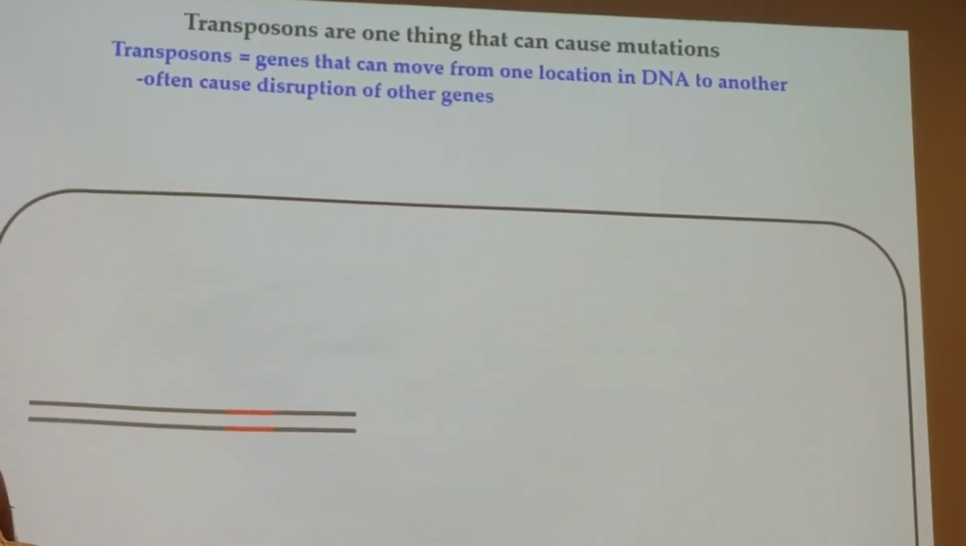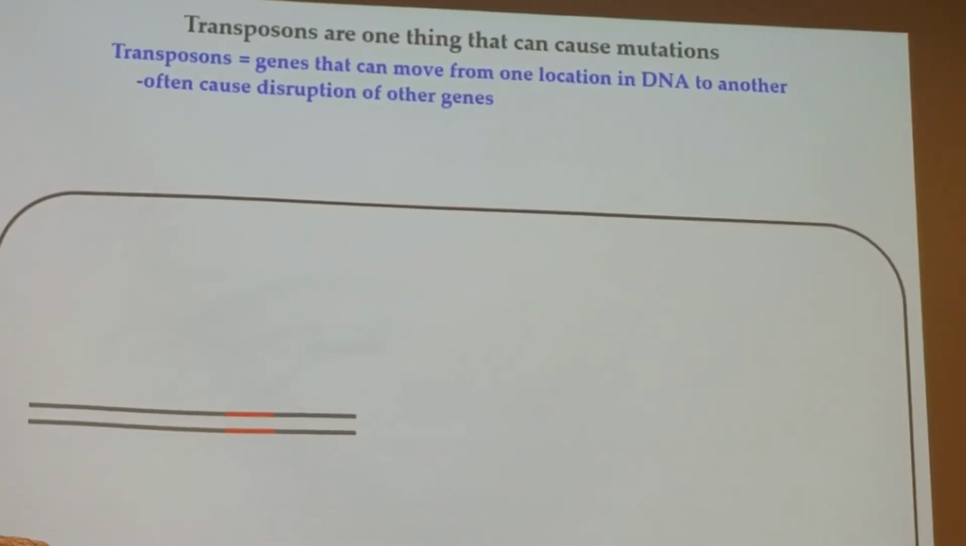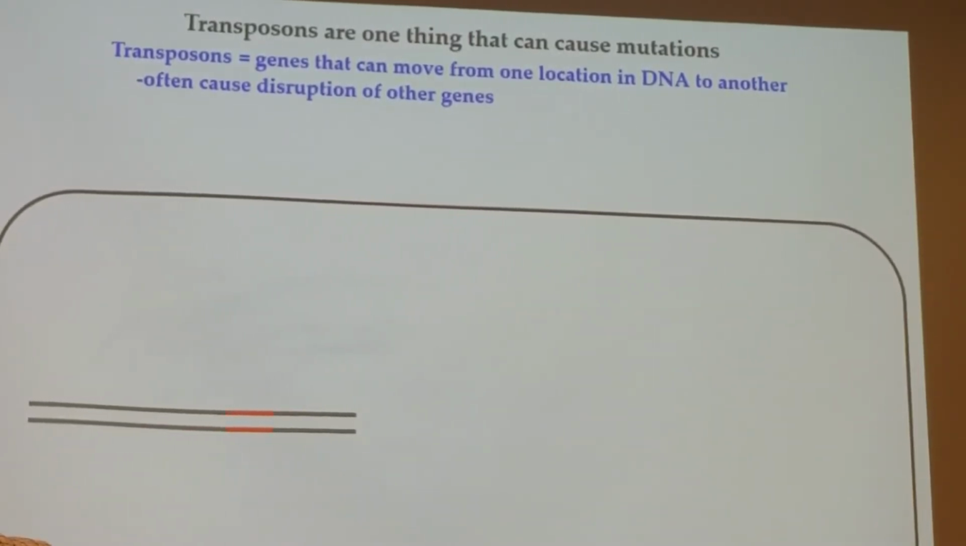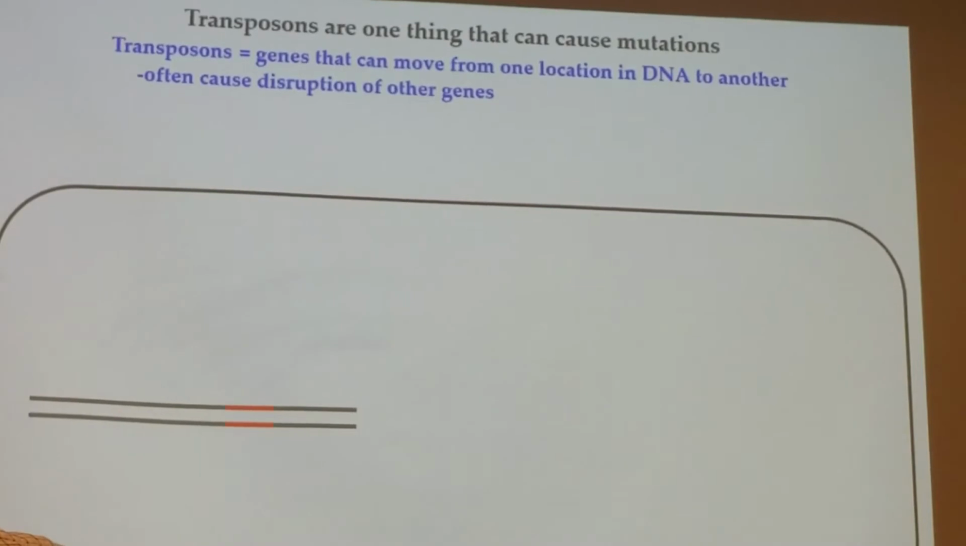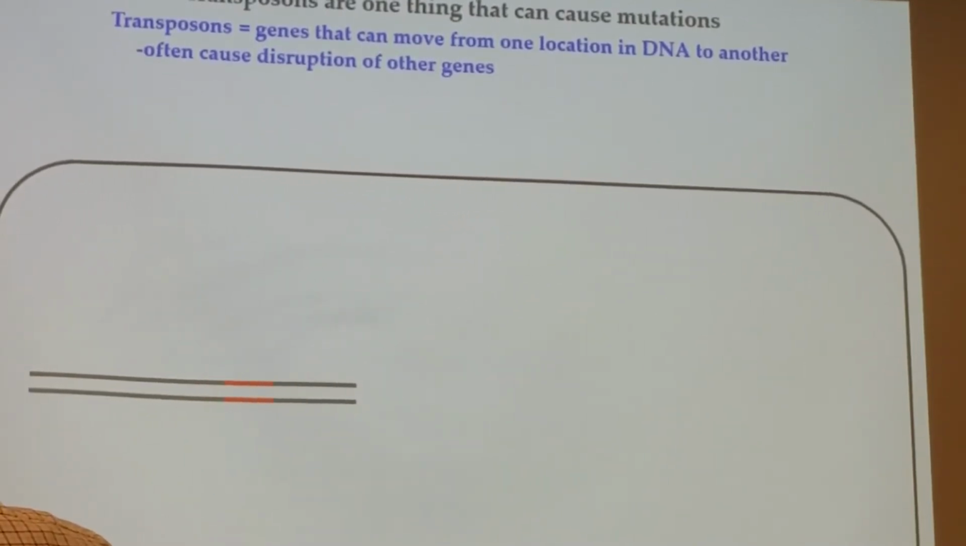So let's say this. Transposons can jump from one part of the DNA to another. And when they do that, they can cause other genes to get messed up, particularly if they jump right into the middle of another gene sequence.